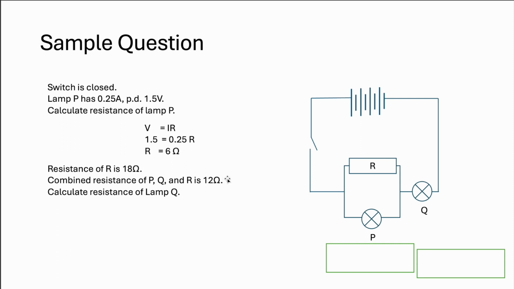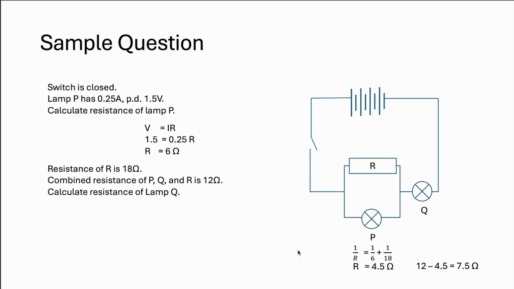Resistor R is 18 ohms. The combined resistance of P, Q, R is 12. So what is the resistance of lamp Q? So of course you're going to reverse engineer, or do your reverse working. You have the answer already. You just form your formula equals to the answer, then you work backwards.